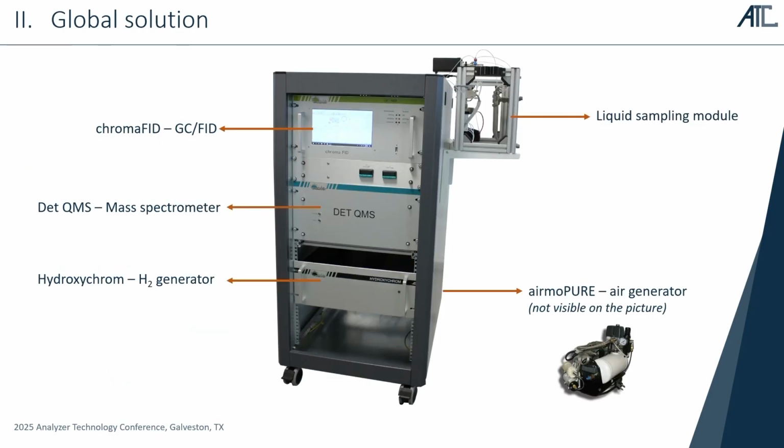This is what the system looks like, which is more or less 1.2 meters high, a compact cabinet on wheels, so it can be deployed in the field and connected to a fast loop of liquid oil. It combines an H2 generator and a zero air generator on the lower part of the cabinet, then a rack-mounted auto GC-MS system, and on the top side a liquid sample module.